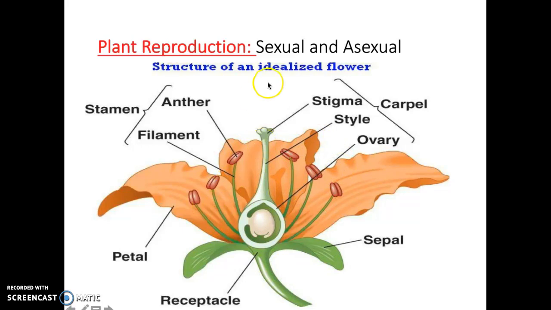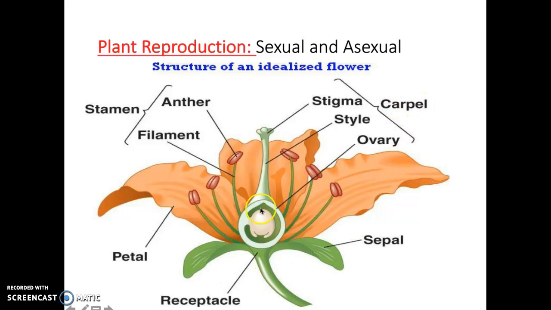So it all starts with the male parts that we're going to call the stamen. Make sure that you write these things down on your paper, because you got to remember this word. The stamen is the male part of the plant, and it has two parts. It has the anther, which produces pollen, and then it has the filament that is going to hold that anther straight up like this.